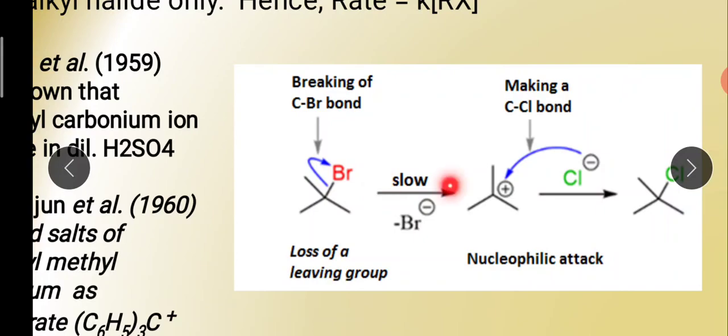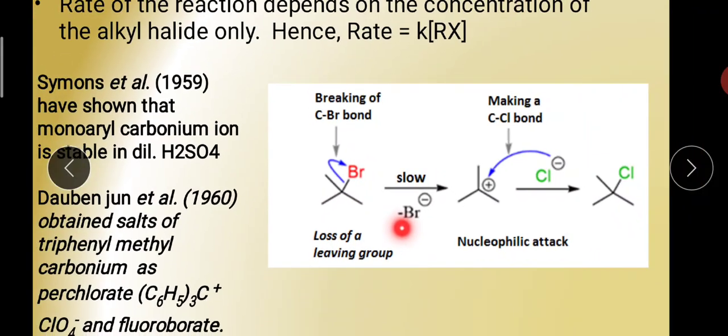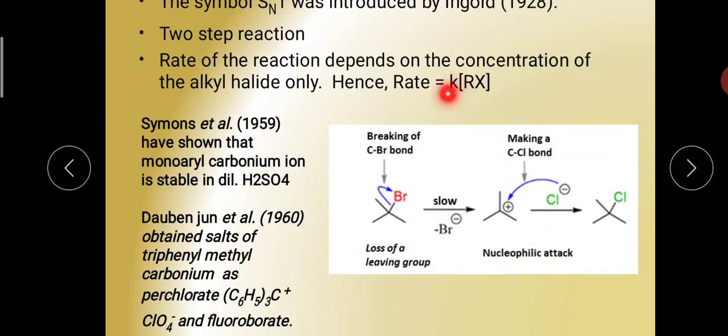And in this particular step, only one substrate, that is your alkyl halide, is involved, and hence the rate of this reaction can be given by the equation rate is equal to k into the concentration of your alkyl halide. In this case, it is tertiary butyl bromide. So the rate of your SN1 reaction can be given as rate = k[RX]. k is the rate constant, and this square bracket denotes the concentration of your RX, your alkyl halide.